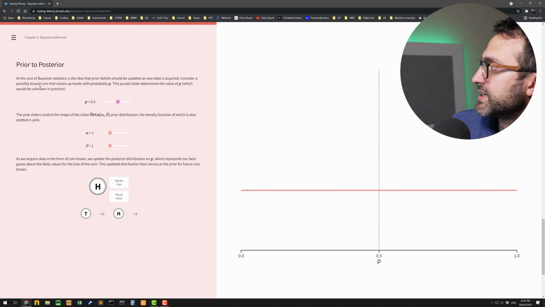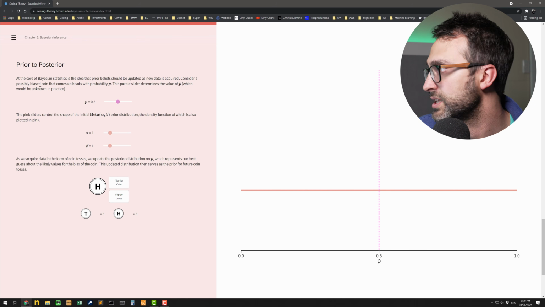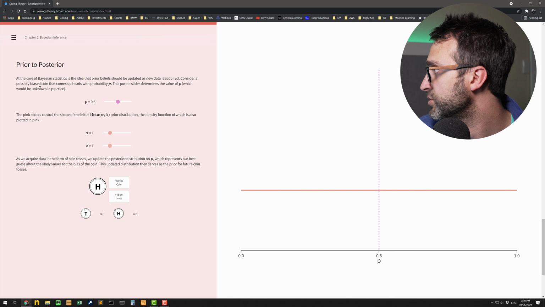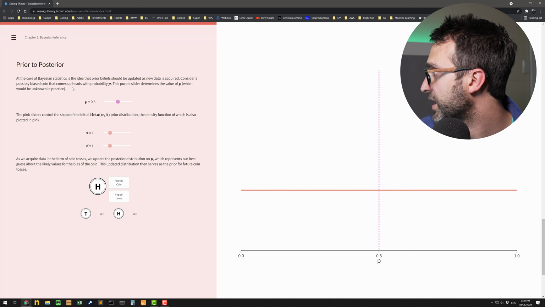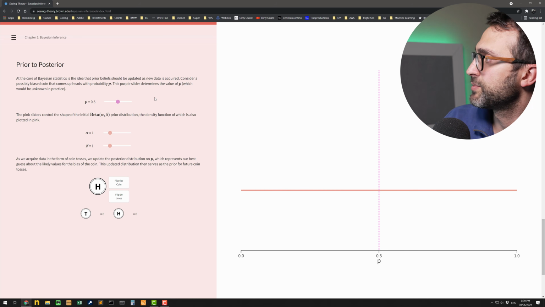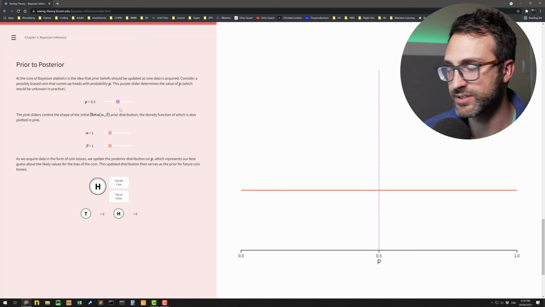The core of Bayesian statistics is the idea that prior beliefs, so prior is essentially information you have before the test even happens, should be updated as new data is acquired. Consider a possibly biased coin that comes up with heads probability P. The purple slider determines the value of P, which should be unknown in practice, right? You don't really know what that is. Pink sliders control the shape of the initial beta prior distribution.